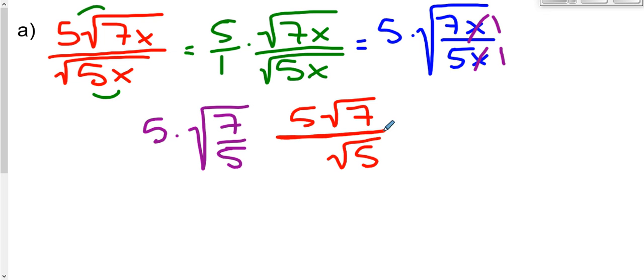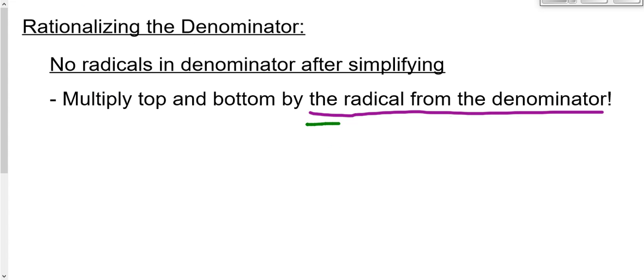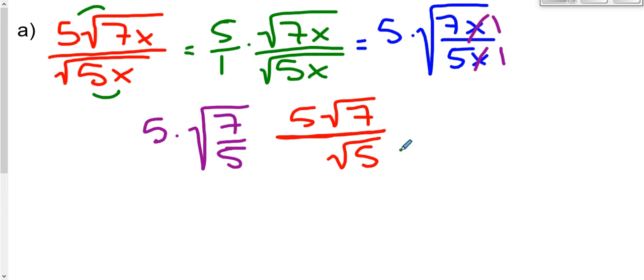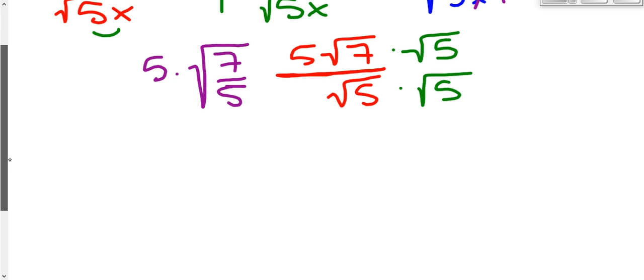So even after simplifying, we still have the square root of 5 in the denominator, and I can't have that, which means I can go ahead and get rid of it by doing the step on this side, multiplying the top and bottom by whatever radical is in my denominator. So I'm going to multiply the top and bottom by the radical from the denominator, by the square root of 5. And that's it. Once I simplify this, I will have no more radicals in my denominator.